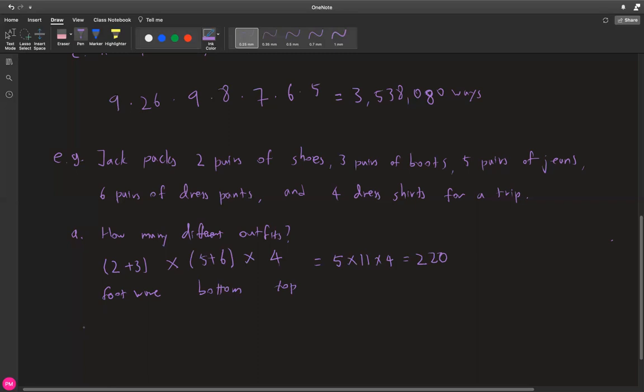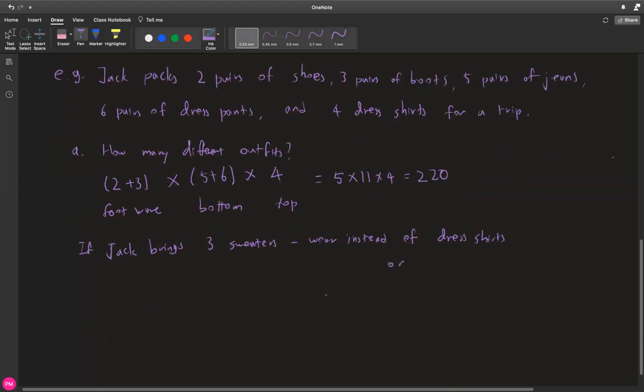And let's say for the next one, if Jack brings 3 sweaters that he could either wear instead of dress shirts, or on top of dress shirts.